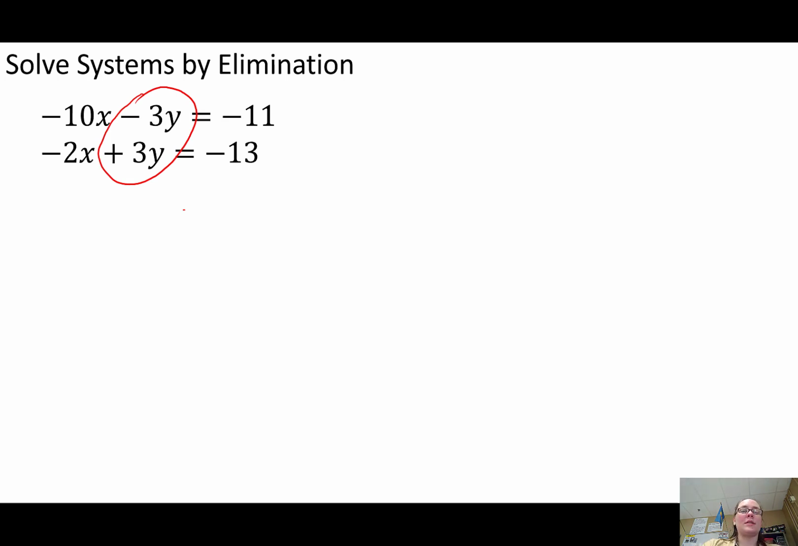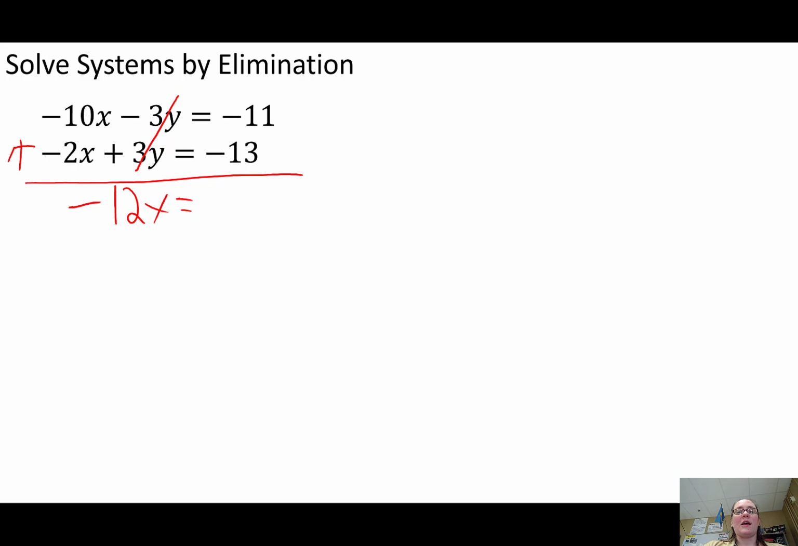Okay, they're the same. So that tells me I'm adding everything together. So negative 10x plus negative 2x gives me negative 12x. The 3's become 0, so canceling those out.